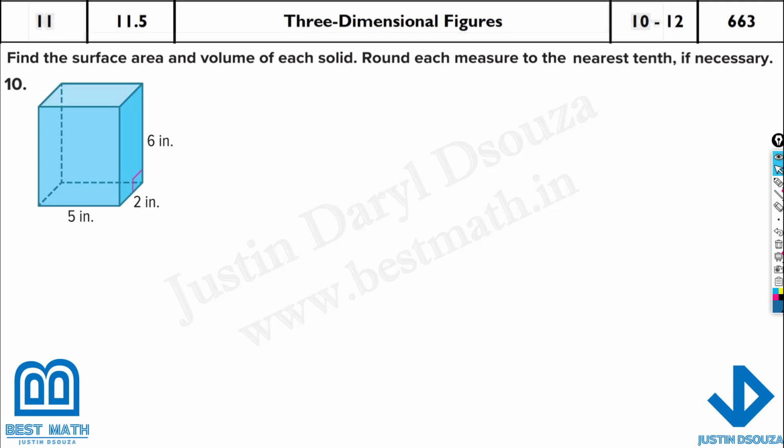Here we have a rectangular prism and the base is 5 and 2. So let's find the perimeter. P is equal to 2 times length plus 2 times width. All you need to do is 2 times 5 plus 2 times 2. The answer will be 10 plus 4, that is 14.